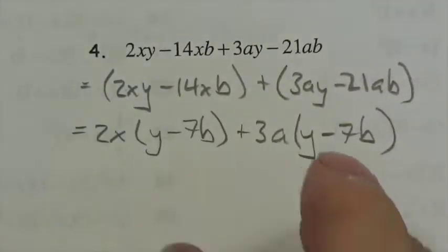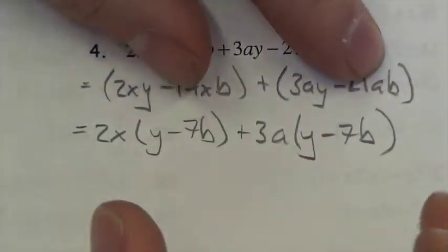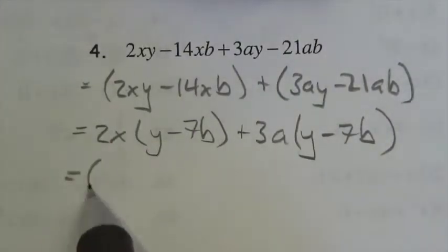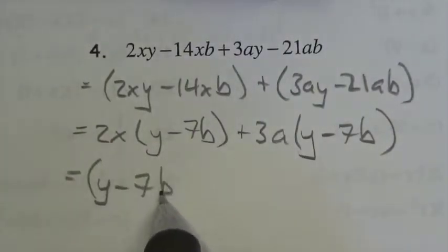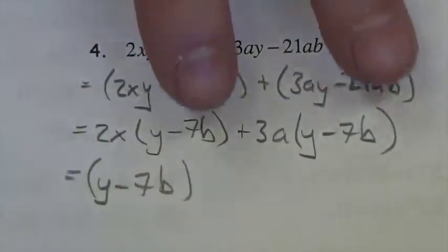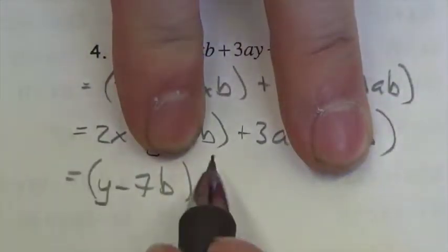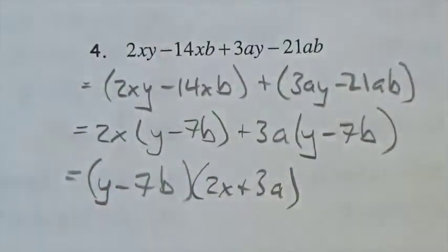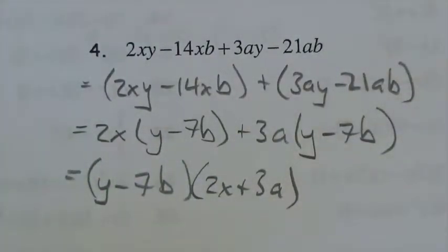And I anticipated that. In fact, if that doesn't happen, I know that I've got to fix something. Okay? So there's this common binomial factor, y minus 7b in brackets. So I'll write that out front here. Cover those up, and I realize I'm left with 2x plus 3a. And there we go. Let's keep going.